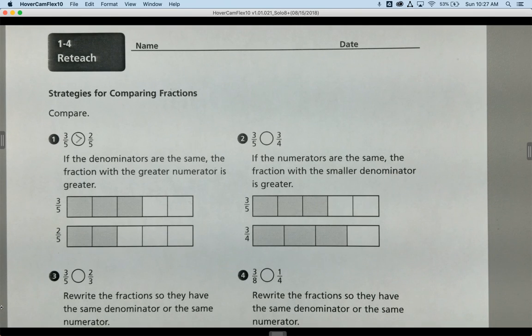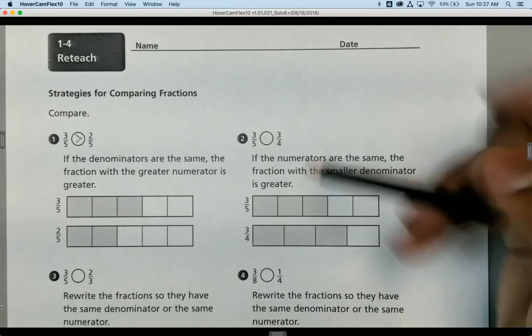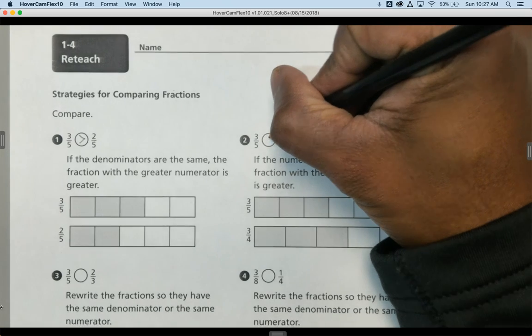Now, looking at number 2, notice right away that the denominators don't match. We're comparing 3/5 to 3/4. In this case, looking at the visual model, we already know where this is going. 3/4 is going to turn out to be slightly greater than 3/5. Or in other words, if you're reading this from left to right, 3/5 is going to be less than 3/4.